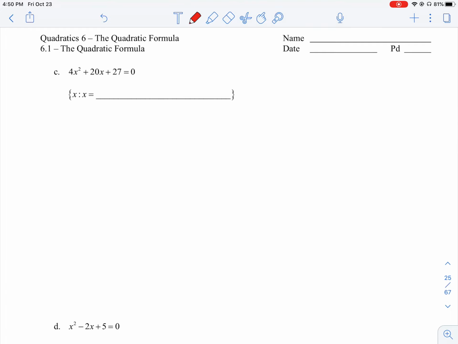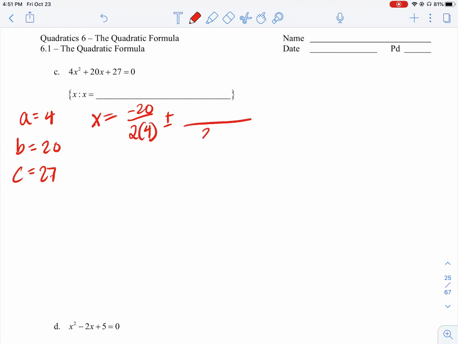Last, should we have two more examples? Last example: A is 4, B is 20. Finally, we have an A that is not 1, and then we have 27. I am no longer writing the formula. Can you deal with no formula already? So you have negative B, so negative 20 divided by 2 times A, that's a 4, plus and minus 2 times 4. Whatever I have on the right, I have on the left, of course.